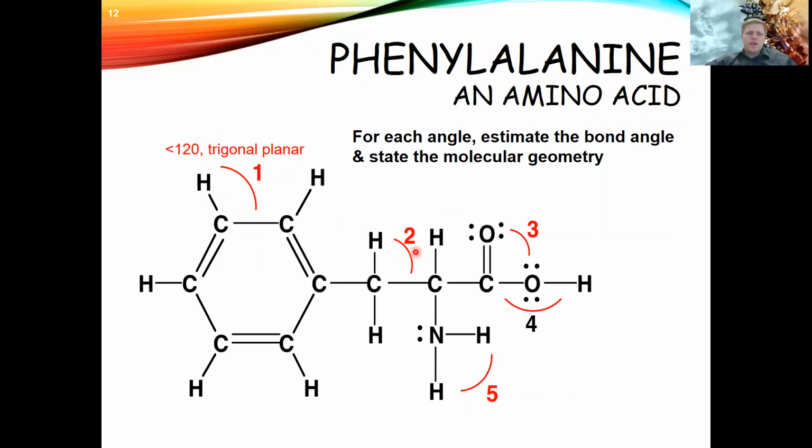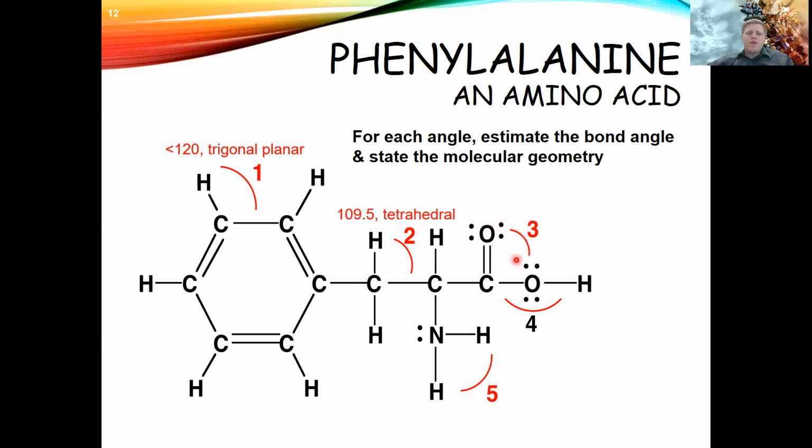For number 2 here, let's figure out our carbon is our central atom and it's bonded to 1, 2, 3, 4. So we can figure out a steric number of 4. There's no lone pairs. So for a steric number of 4, we're dealing with a tetrahedral electron geometry. And since there's no lone pairs, our molecular geometry will be the same as our electron geometry. So it'll be tetrahedral. And in a tetrahedral geometry, we'll have bond angles of 109.5.